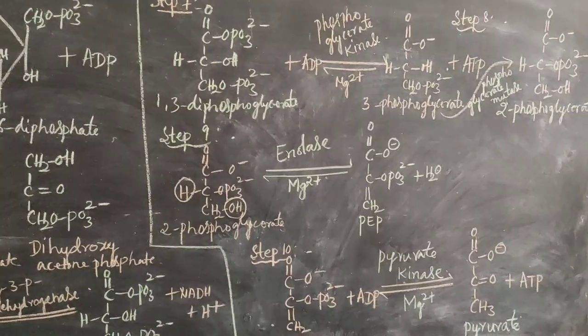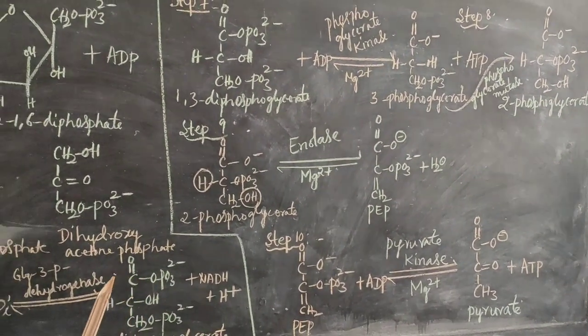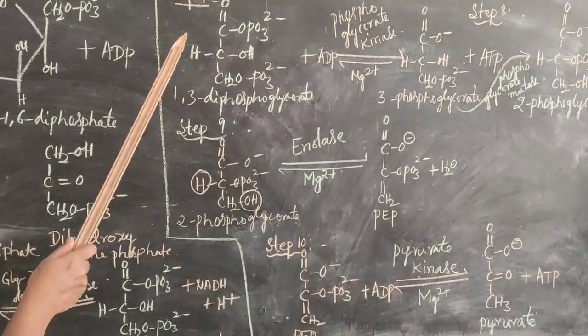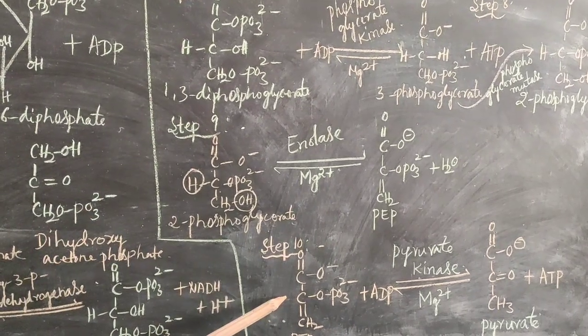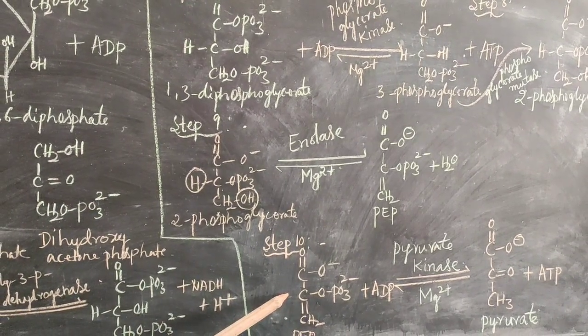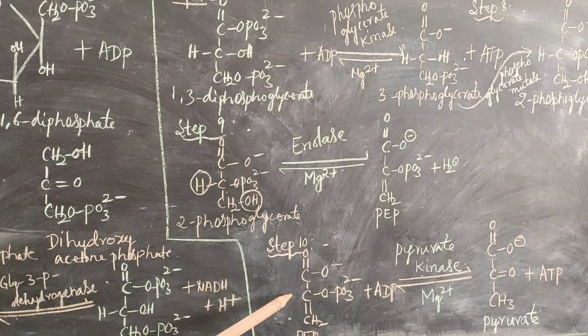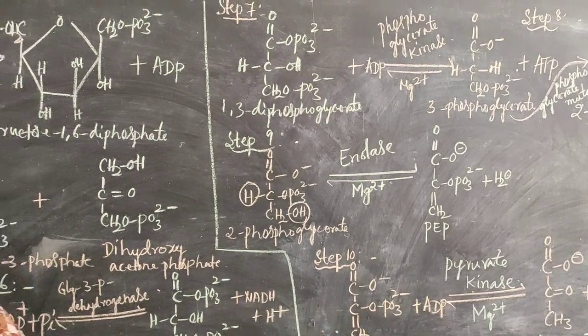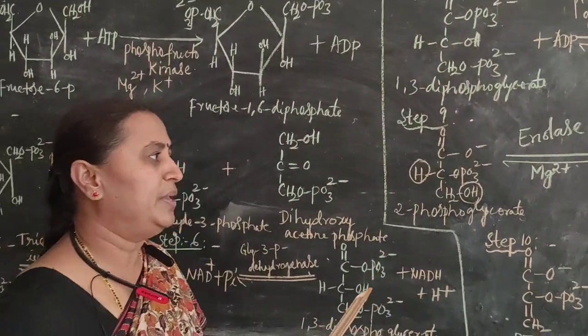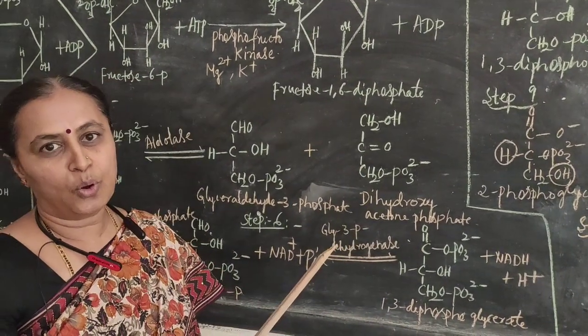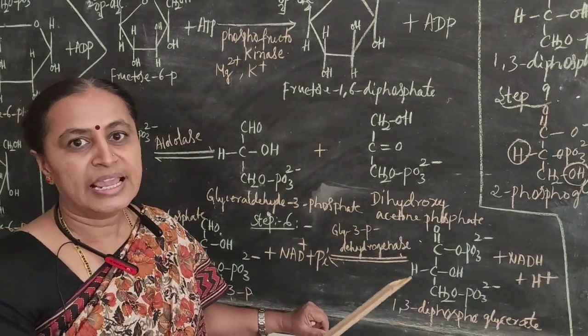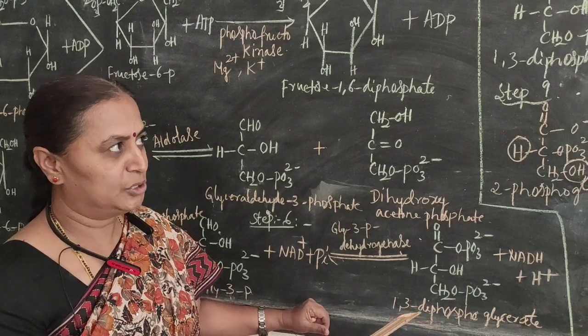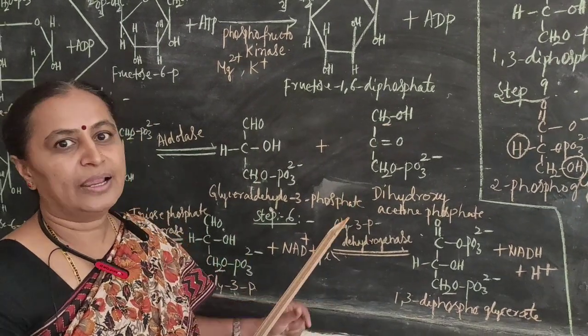So in step number 1 and 3, 2 molecules of ATP are utilized. In step number 7 and step number 10, there is a production of 4 molecules of ATP. So there is a net gain of 2 molecules of ATP per molecule of glucose, which is oxidized under anaerobic conditions. Okay, these are the reactions of glycolysis.